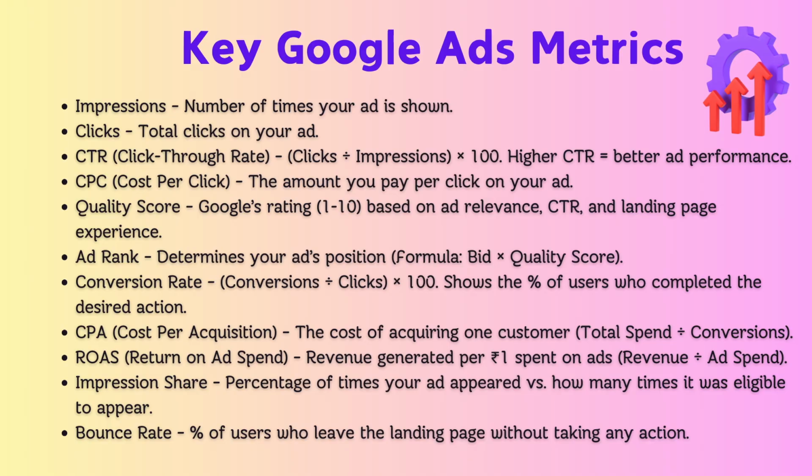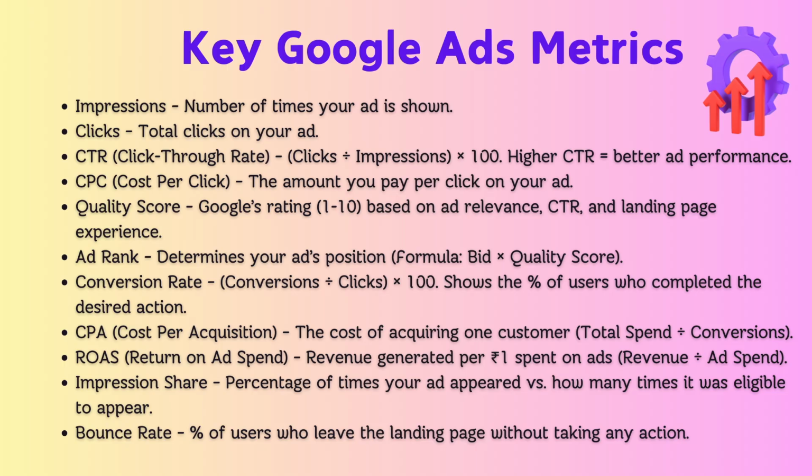So what is quality score? I have made a separate video about quality score and why it's important. Please check out the video. Quality score is a Google rating between 1 and 10 based on ad relevance, click-through rate, and landing page experience. This is a very important topic to become a good digital marketer. Please see the video. And the next key metric is ad rank.